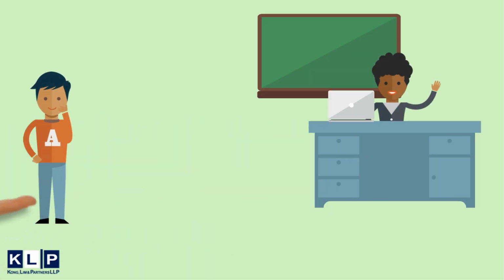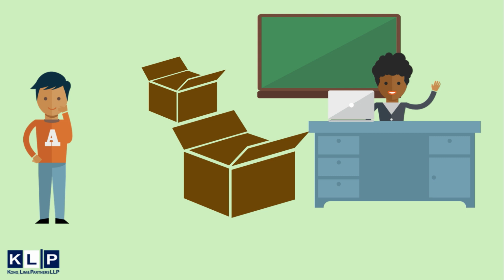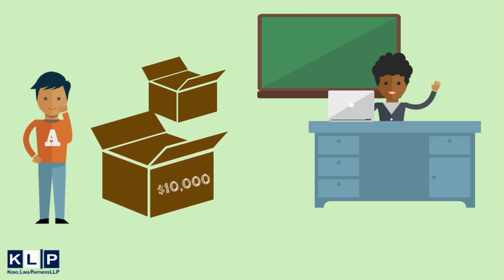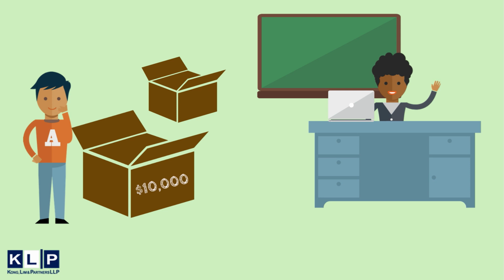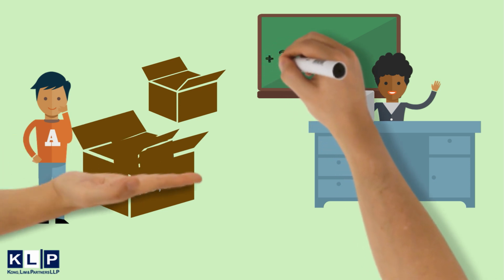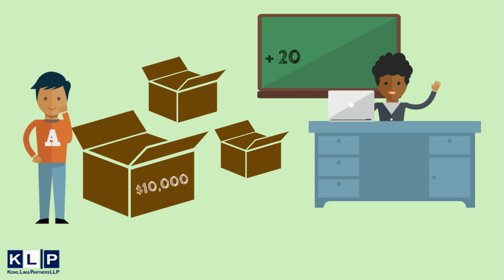An entity promises to sell 100 products to a customer for $10,000. The entity transfers control of each product at a point in time. After the entity has transferred control of 50 products to the customer, the contract is modified to require the delivery of an additional 20 identical products to the customer. The additional 20 products were not included in the initial contract.